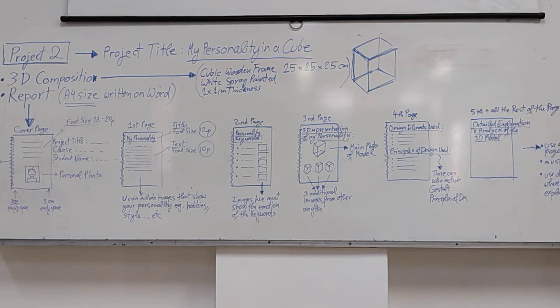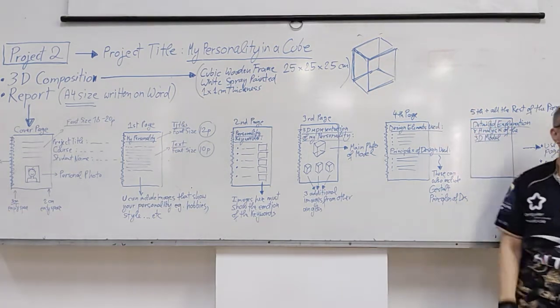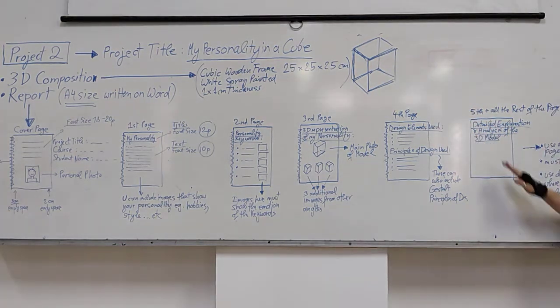Now, the fifth page and all the rest of the pages. You may have 6, 7, 8, 10, 20 pages, I don't know. But from the 5th page till the end, you need to have this title, Detailed Explanation and Analysis of the 3D Model.